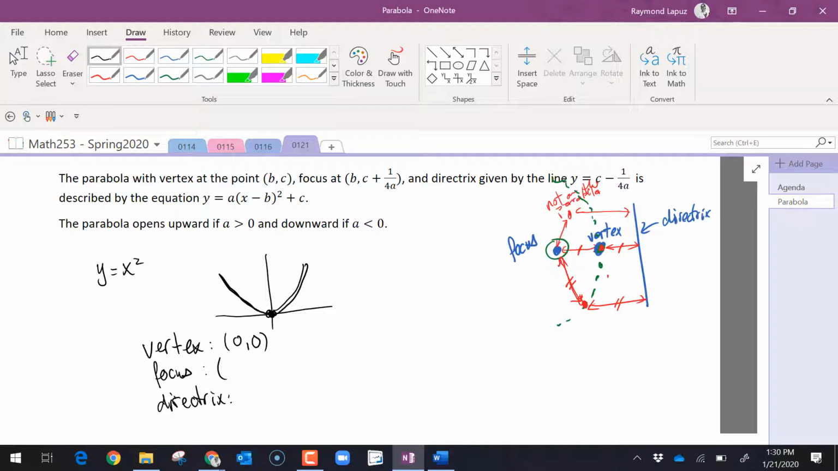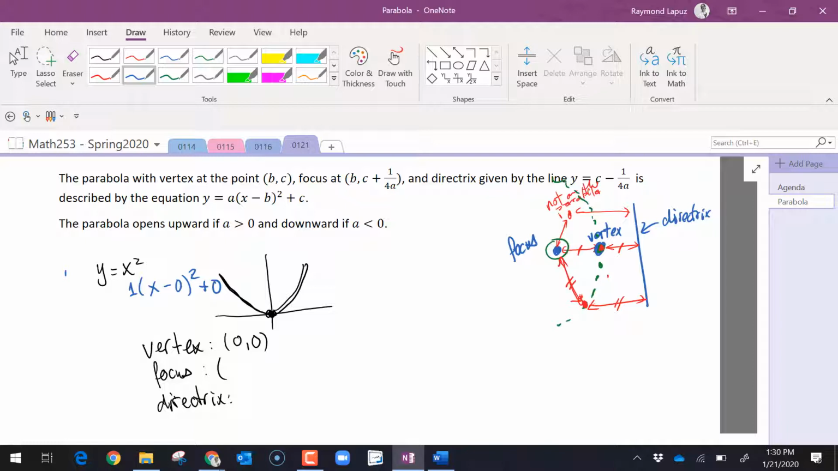Okay. If you figured it out, great. If not, let's see. If we write this as a(x - b)^2 + c, we can identify a, b, and c. It looks like b and c are going to be 0 and 0. That's how we got our vertex. A is going to be positive 1, so we can clearly see it's opening upward.